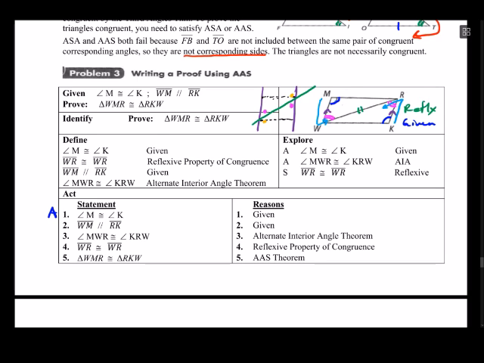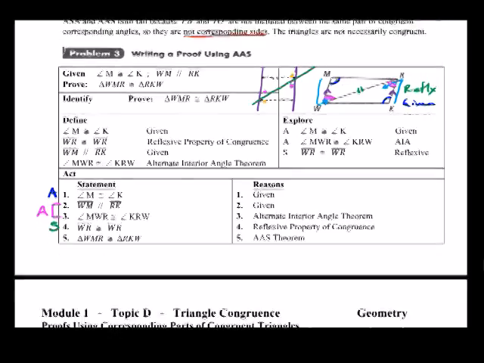We used parallel lines and alternate interior angles to get our second angle. Reflexive property of congruence gives us our side, and then our triangles are congruent. So again, nothing new in the approach, just simply choosing a different outcome, looking for a different outcome.